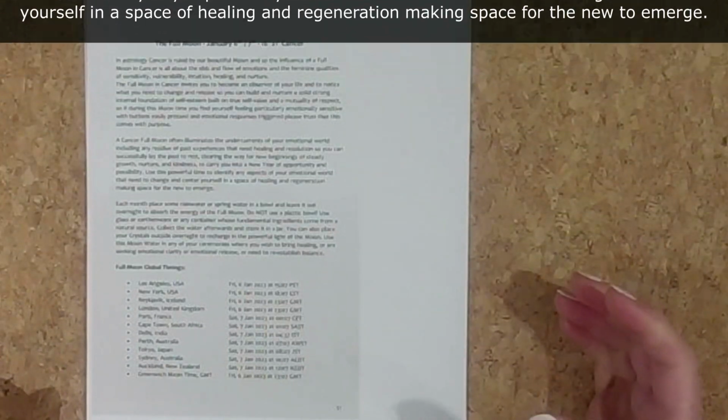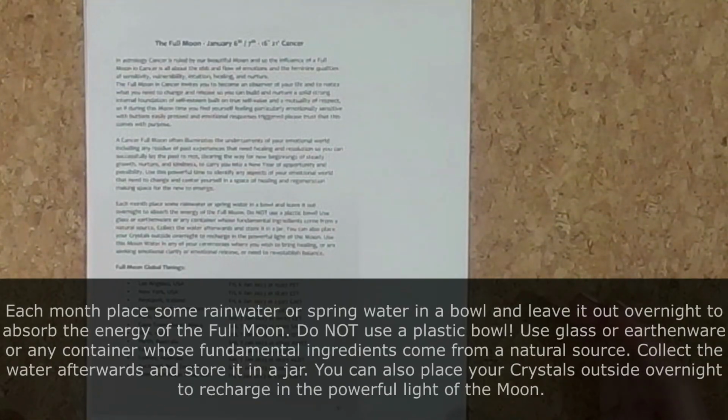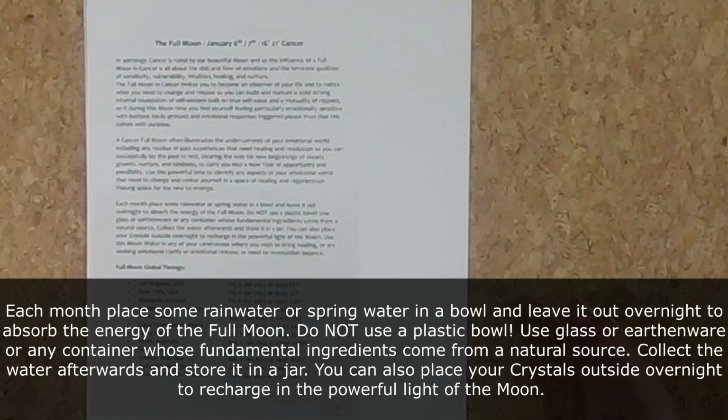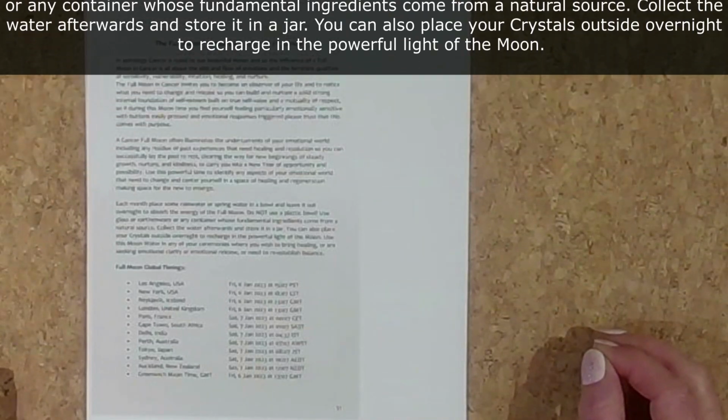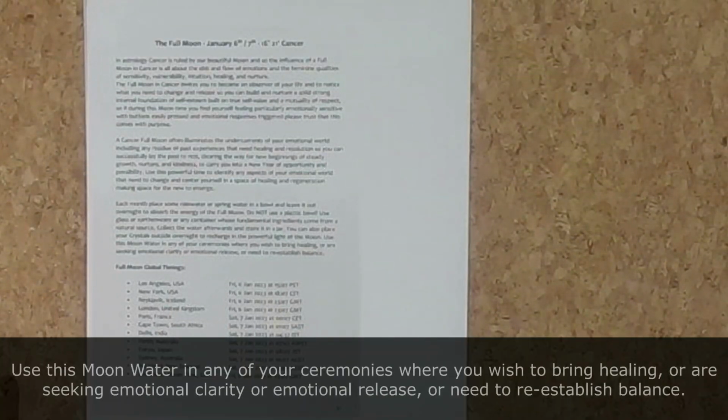By putting water out, I always use spring water or rainwater. I don't use tap water, or if I have to use tap water, I will leave it out to acclimatise for a few days before we use it. But I leave it out to absorb the energy of the full moon. And if I'm having a salt bath, for example, and I'm feeling particularly tired and I could really do with some self-care and some nurture, a couple of drops of moon water will go into my bath from that Cancer full moon.